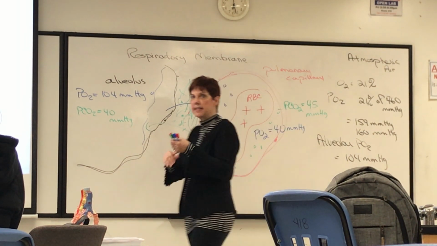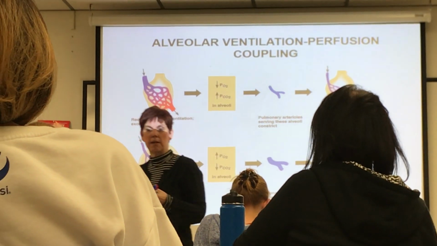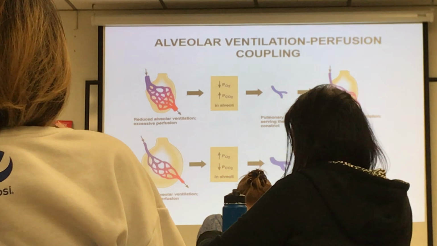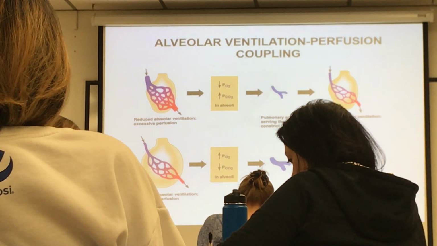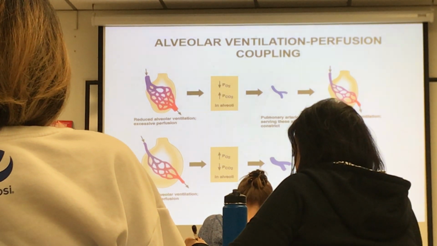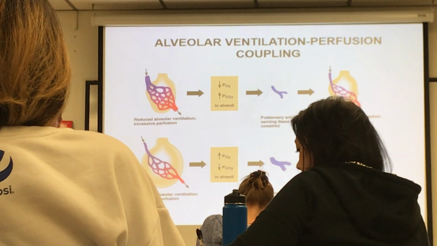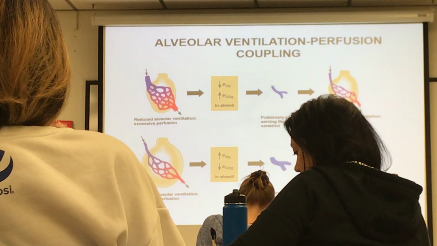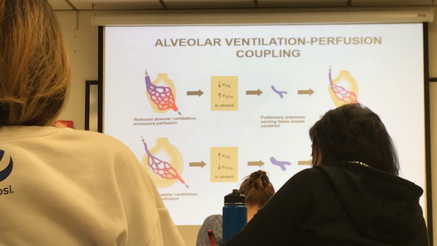So when we have systemic tissues that are low in oxygen, systemic arterioles dilate. When we have lung tissues that are low in oxygen, pulmonary arterioles constrict, because there's no point in sending blood to an area that doesn't have adequate oxygen for it. Okay? So the whole purpose is to redirect the blood flow to areas of the lung that have oxygen available to them.